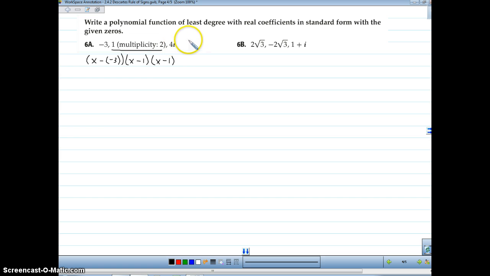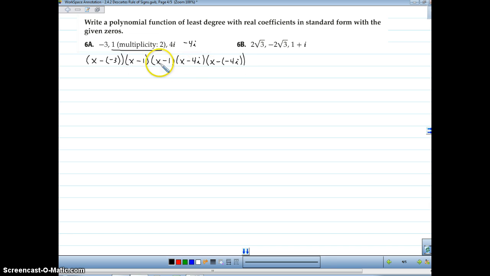And then 4i is our complex number, so we're going to have x minus 4i. But don't forget that we also have to have its conjugate. The conjugate of 4i would be negative 4i. So anytime you have imaginary or complex numbers, their opposites also have to be included. So we also have x minus negative 4i. Okay, that's more than enough to get you started.